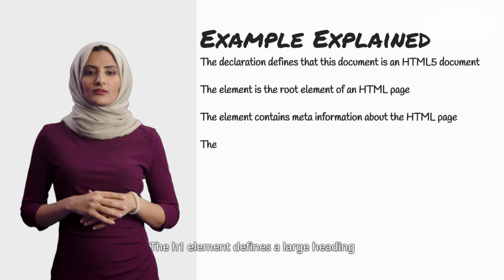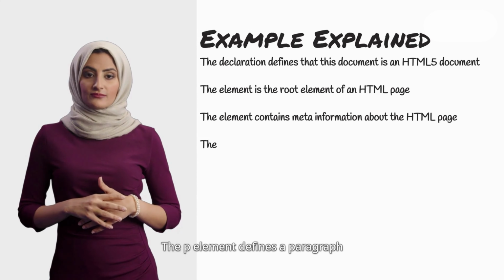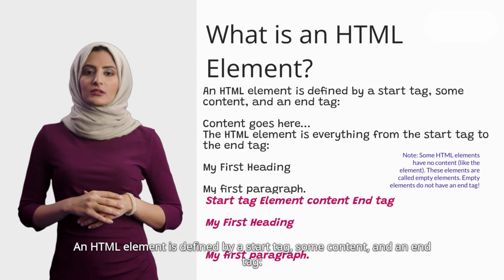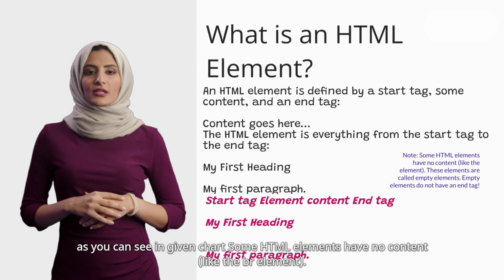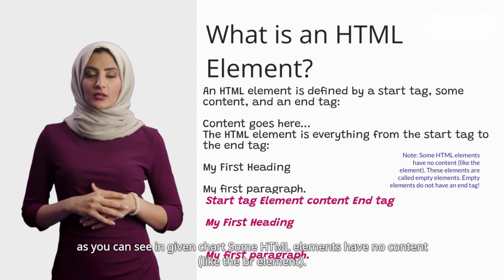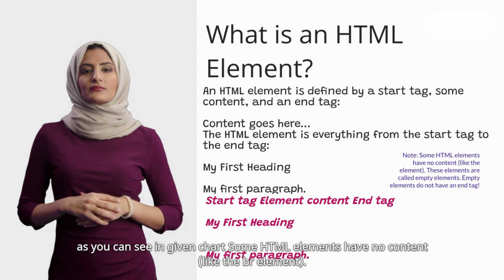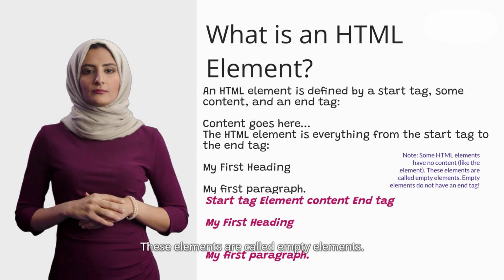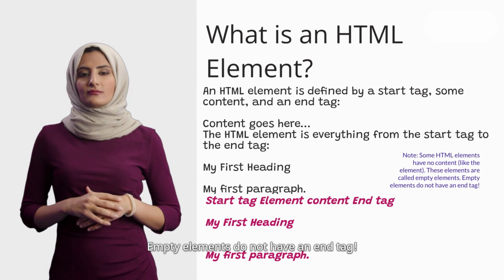The h1 element defines a large heading. The p element defines a paragraph. An HTML element is defined by a start tag, some content, and an end tag. As you can see in the given chart, some HTML elements have no content, like the br element. These elements are called empty elements. Empty elements do not have an end tag.